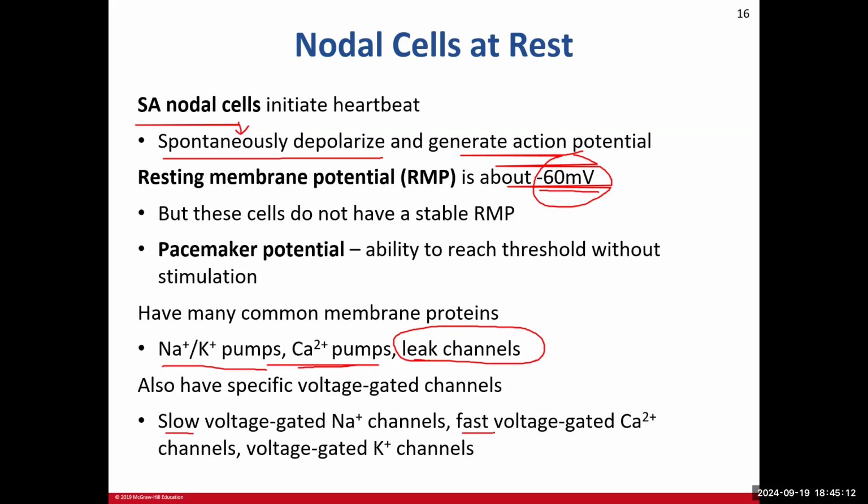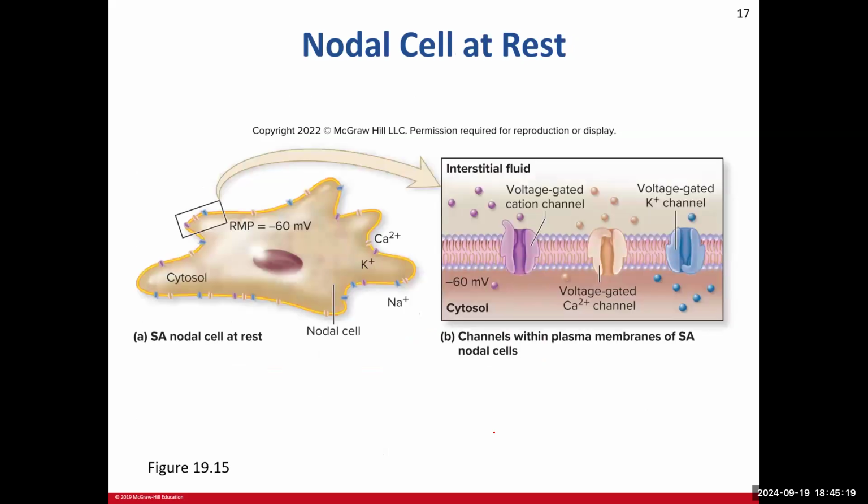And then, of course, we got our voltage-gated potassium channels. We had those before. So just two new channels that you didn't know before. Now keep in mind, we're still at rest. The heart's not contracting yet. Nothing's going on. So this is what it looks like in the plasma membrane: you've got your voltage-gated cation channel, your voltage-gated calcium channel, and your voltage-gated potassium channel, all around the cell.